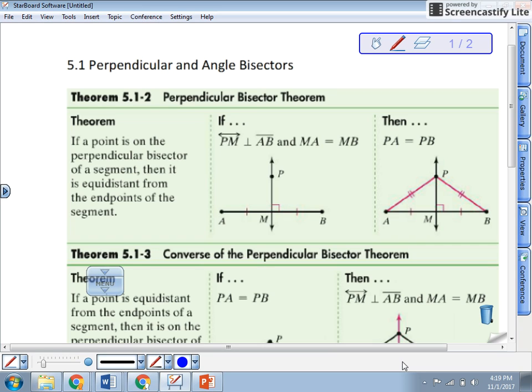Welcome to the notes on perpendicular and angle bisectors. We're going to get right into it. First is the perpendicular bisector theorem. Okay, right here, perpendicular bisector theorem.